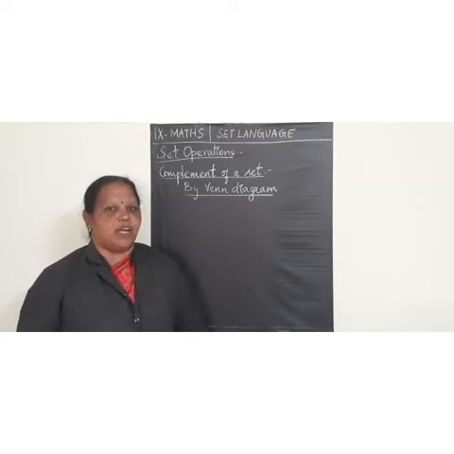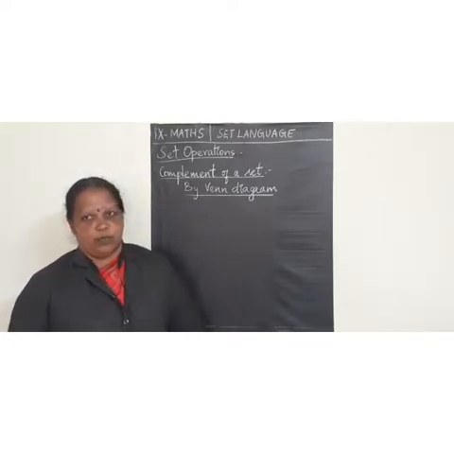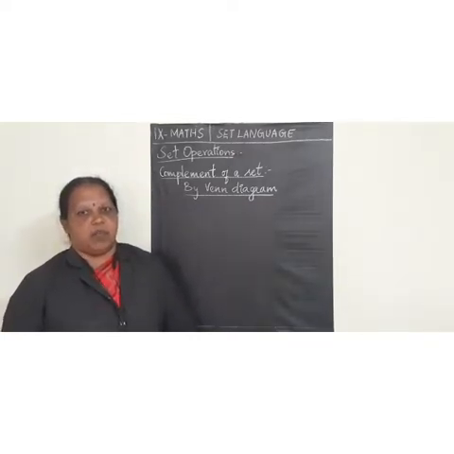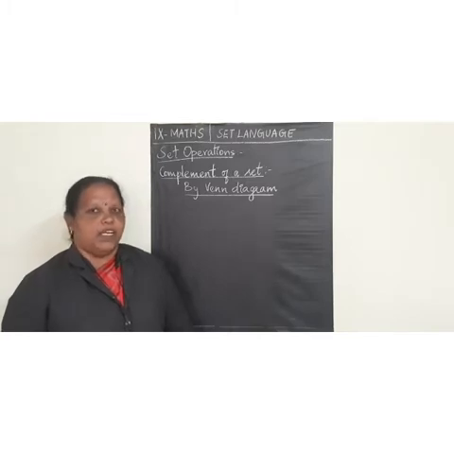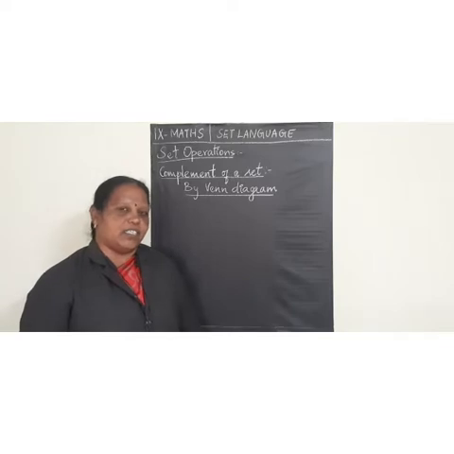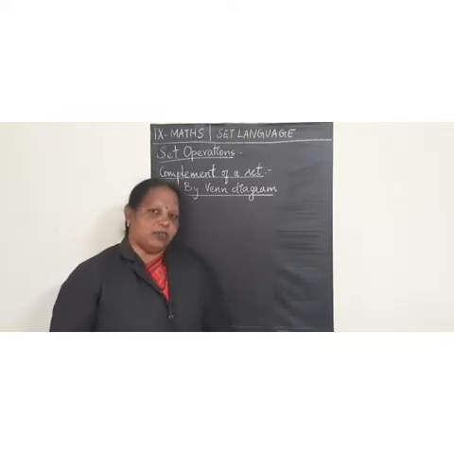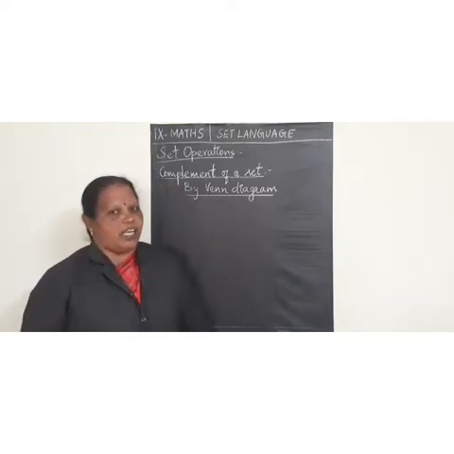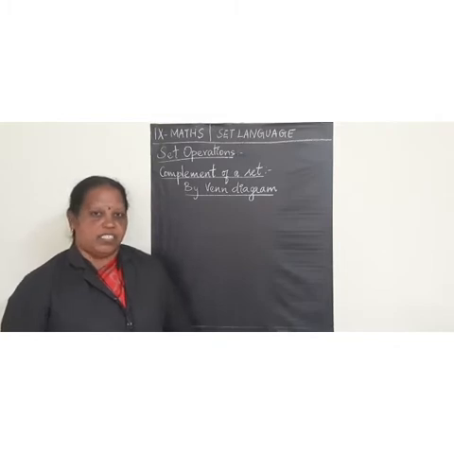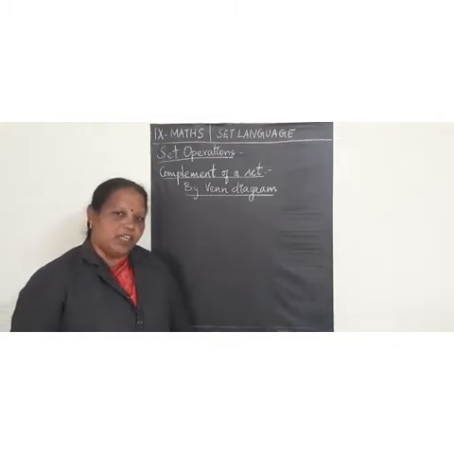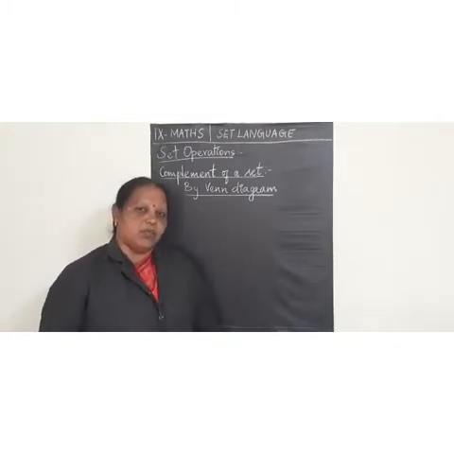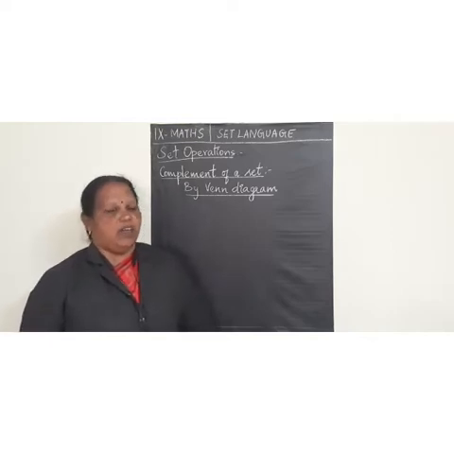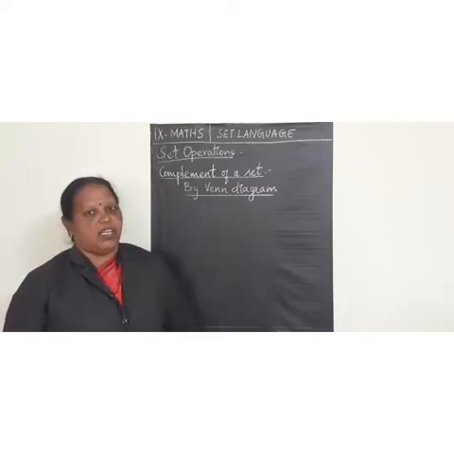Union of sets means we take two sets A and B and combine them, A union B. Next, intersection of sets means we take two sets A and B and write the common elements. Set difference also, we take two sets A and B; the elements which are in A but not in B, we call it A minus B.